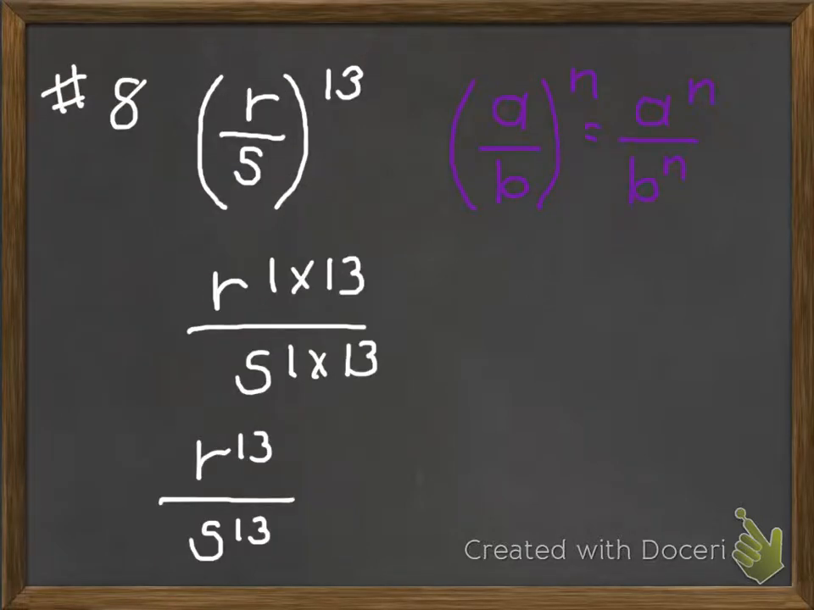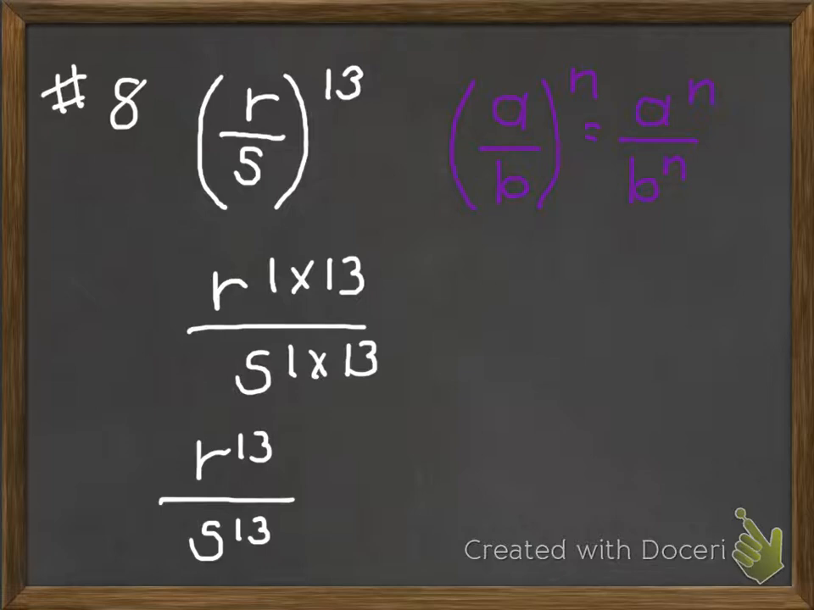Number 8. Simplify r over s raised to the power of 13. This again is a version of the power rule, the power quotient rule, where the exponents on the r and the s need to be multiplied by the power outside the parentheses. The rule is a over b to the power of n is equal to a to the n over b to the n.